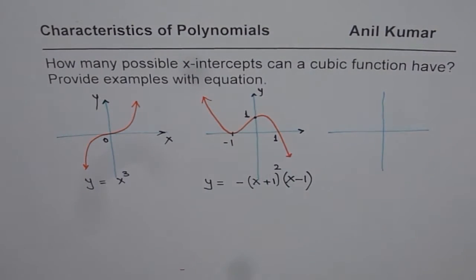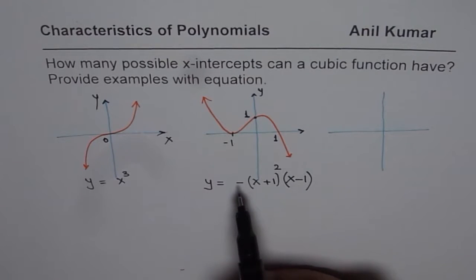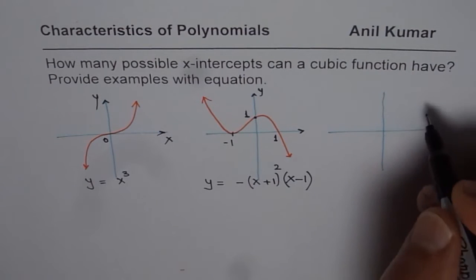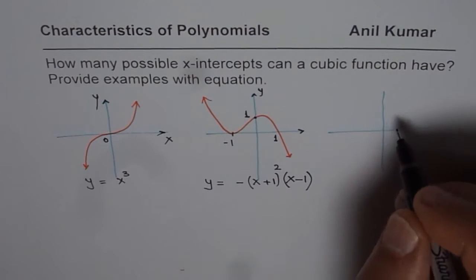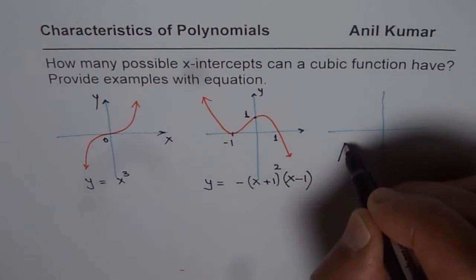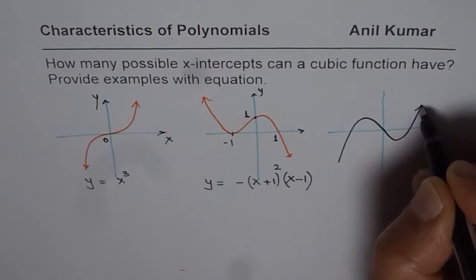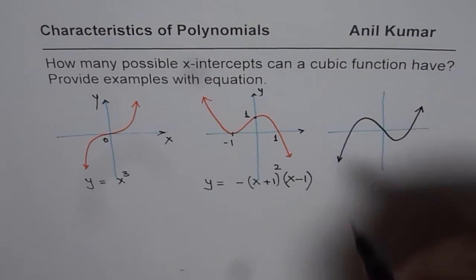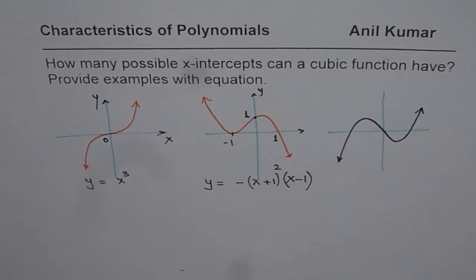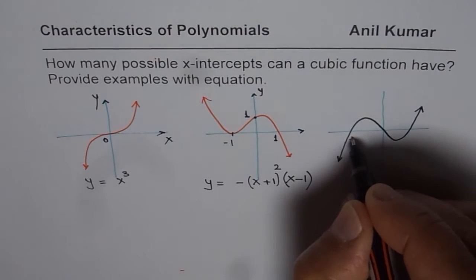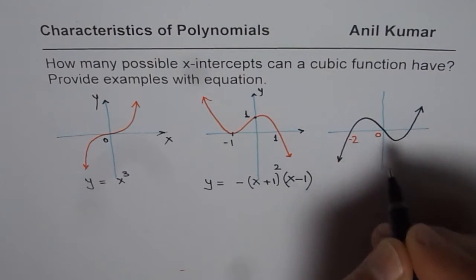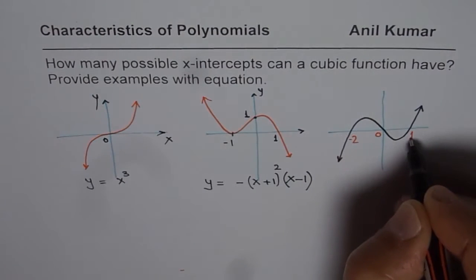Now, can you give me a graph of a cubic function which can have 3? Well, now let's take one with a positive leading coefficient. That means right side up. We want 3. So let us say we have a function which is kind of going like this. So this also is a cubic function, and here we have 3 x-intercepts. Let us say this one is at -2. Here we have 1 at 0. The next one is at +1.